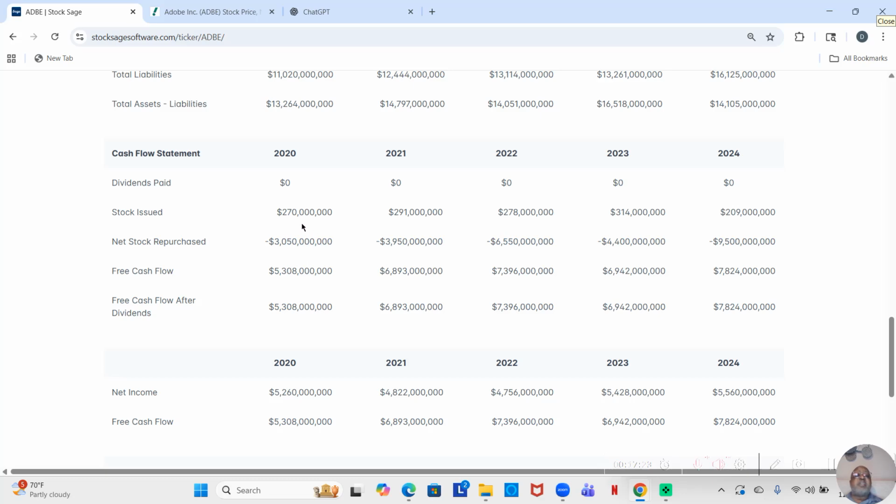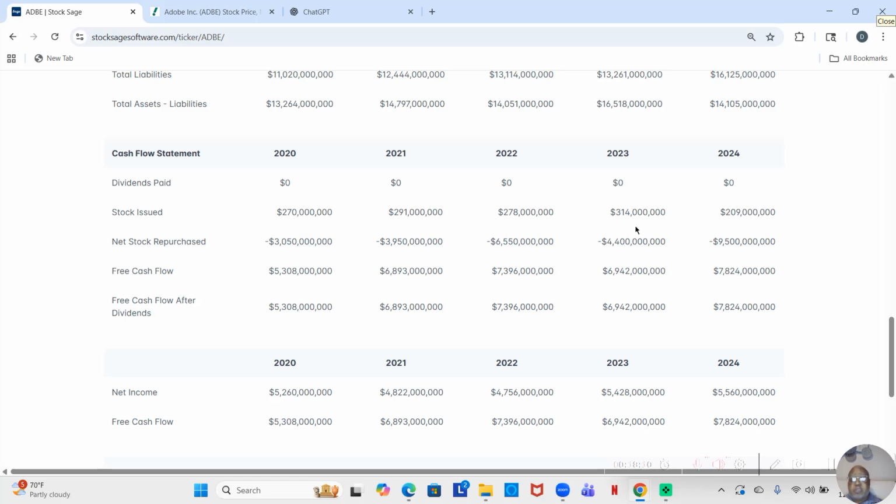And in 2020, they sold $270 million worth, but they bought back $3,050 million worth. That's good. 2021, they sold 291 million worth. They bought back $3,950 million worth. That's great. 2022, they sold 278 million worth. They bought back 6,550 million worth.